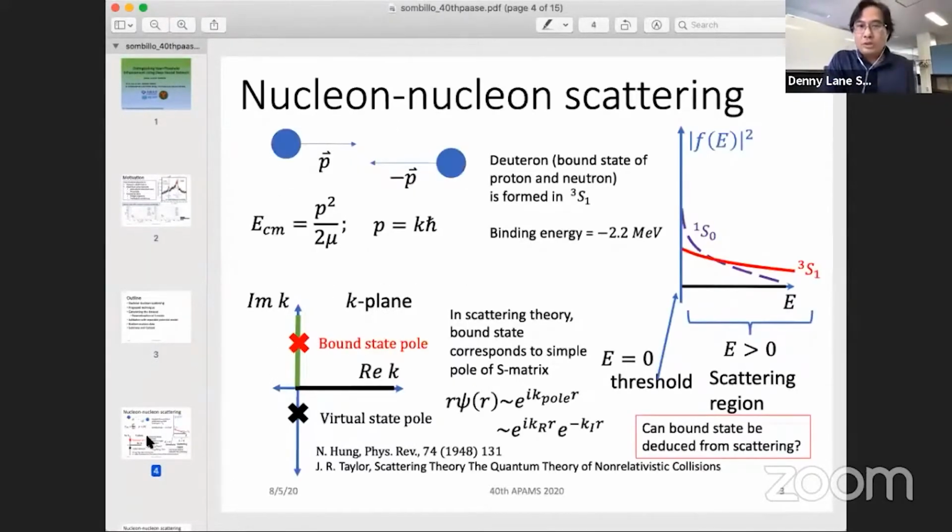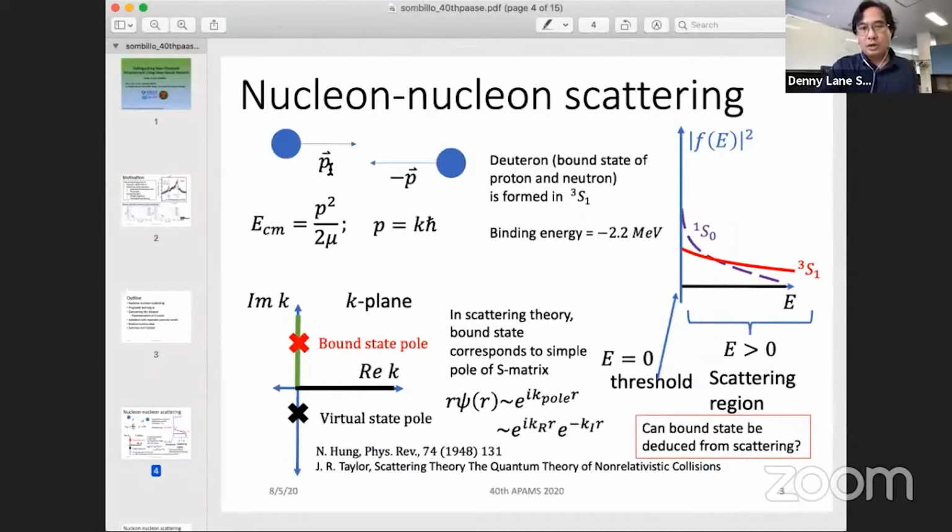Okay, so let's start with the nucleon-nucleon scattering. Imagine that you have two particles here. In particular, let's say this one is a proton, and this one is a neutron. They have momentum P in the center of mass frame. You could also describe the scattering phenomena in terms of the center of mass energy. Mu here is the reduced mass of the two particles.